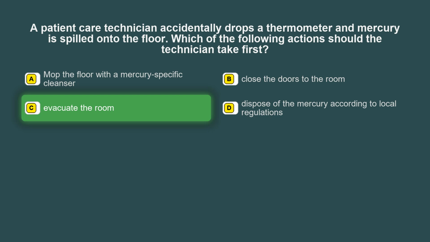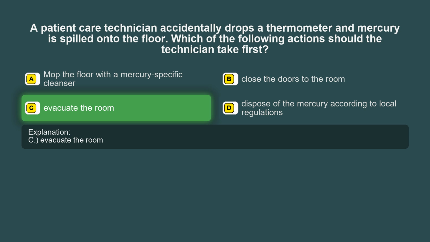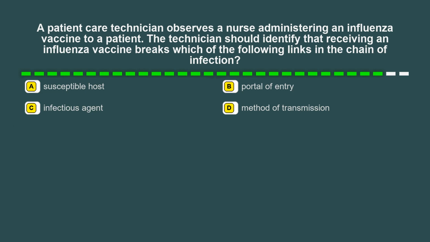The correct answer is option C, evacuate the room. Question 60. A patient care technician observes a nurse administering an influenza vaccine to a patient. The technician should identify that receiving an influenza vaccine breaks which of the following links in the chain of infection? Option A, susceptible host. Option B, portal of entry. Option C, infectious agent. Option D, method of transmission.